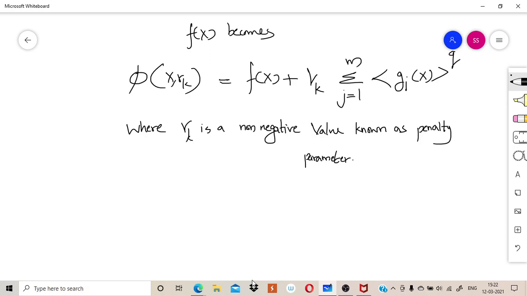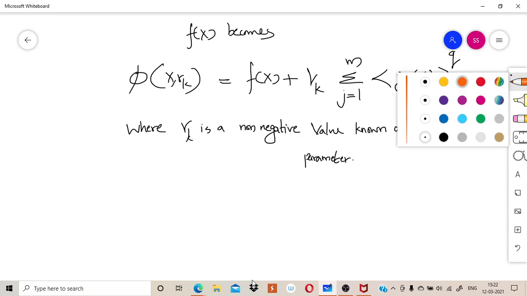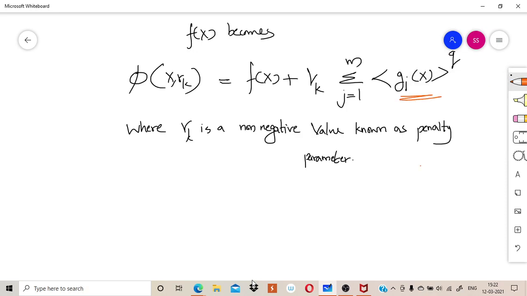Okay, and it is a non-negative integer, to be specific. And the bracket function is defined as, that means this bracket function means this function. Okay, bracket function is defined as gj of x equal to maximum of gj of x, that means our constraint gj of x and 0. Maximum of gj of x, that is our constraint, and 0.